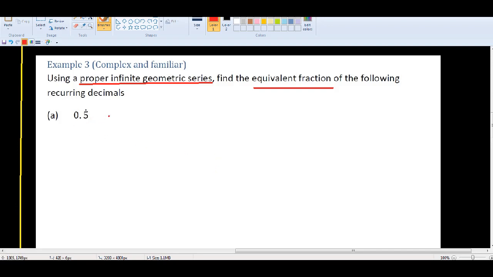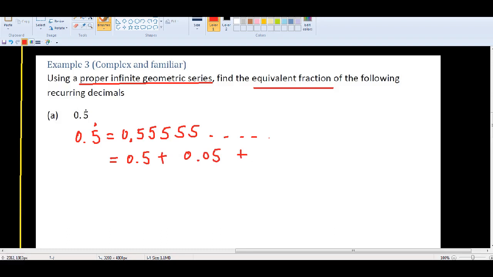Okay, let's think about what we mean by 0.5 dot. That dot means 5 is recurring, like this. So actually it goes to infinity, right? There are infinitely many 5s. Okay, could we just write this one like this? What do you think?